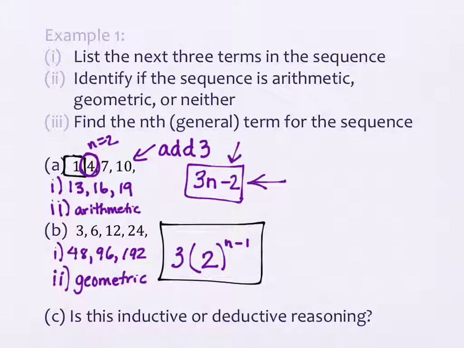It's always the first term first. That's my 3. The common ratio is next. That's the 2 in this case. And the exponent stays the same for every problem, n minus 1. All right. This kind of reasoning, is it inductive, going from patterns to general, or is it deductive, going from a general formula to finding specific values?